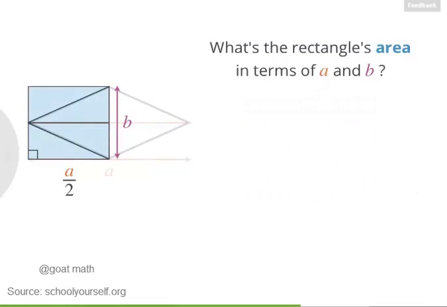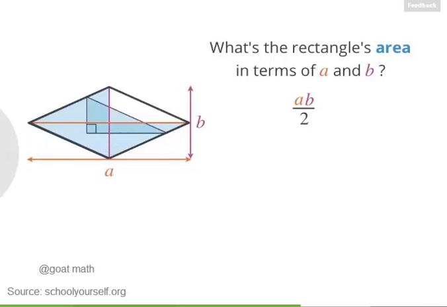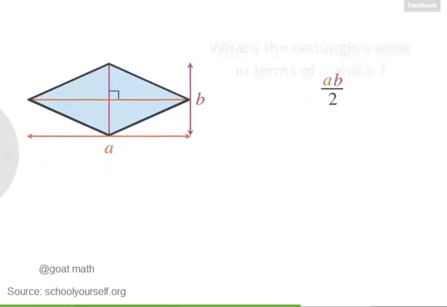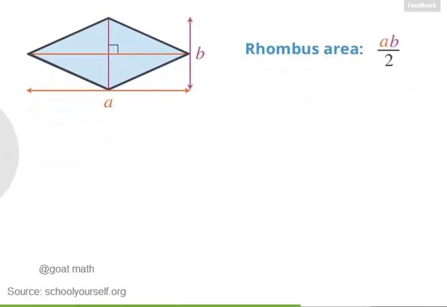Right, to find a rectangle's area, you can multiply its base and height. So this rectangle has an area of A over 2 times B. Let's just move the B into the numerator so that our expression for the area is now A times B over 2. Moving the triangles back to the way we found them, we've just proven that AB over 2 is the area of our rhombus. So in general, you can find the area of a rhombus by multiplying its diagonals and then dividing by 2.